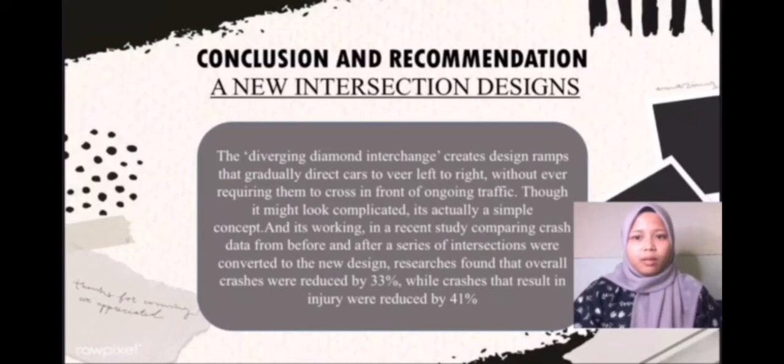Though it might look complicated, it's actually a simple concept and it's working. In a recent study comparing crash data from before and after a series of intersections were converted to the new design, researchers found that overall crashes were reduced by 33%, while crashes that resulted in injury were reduced by 41%.